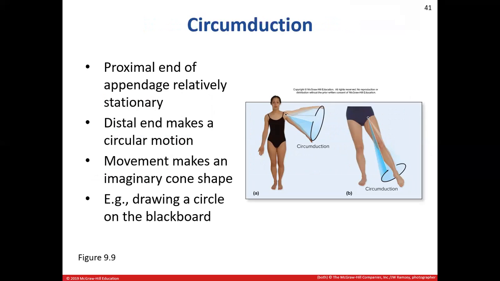Let's take a look at circumduction then. Circumduction is where we have the proximal end of the appendage relatively stationary, but the distal end of that particular appendage makes a circular motion. Essentially it's like making a cone in space. Think of drawing a circle on the blackboard or just taking your shoulder and basically making a circle with it. That's going to be circumduction here. This is going to be circumduction here with your hip.